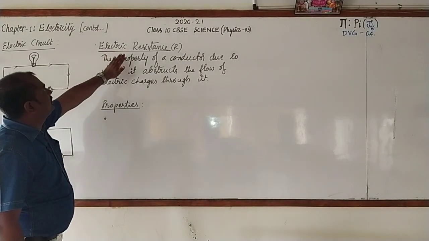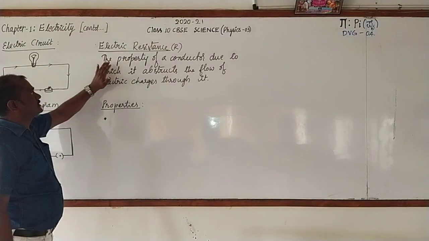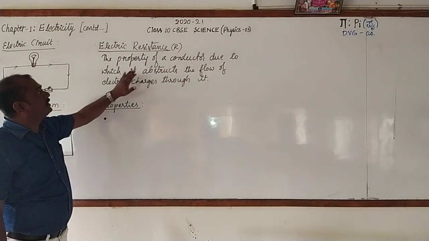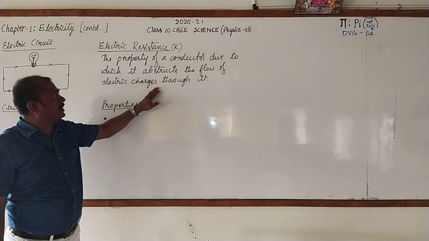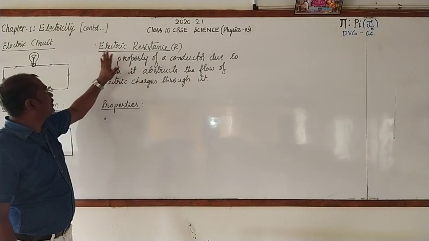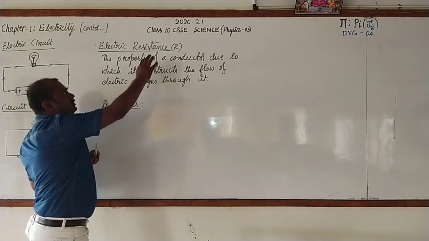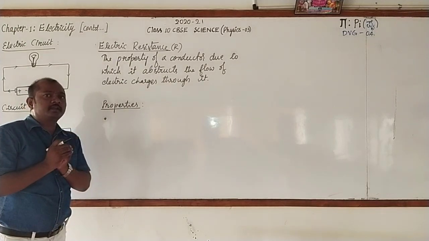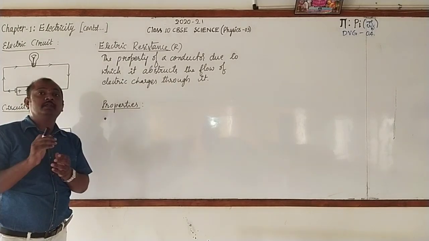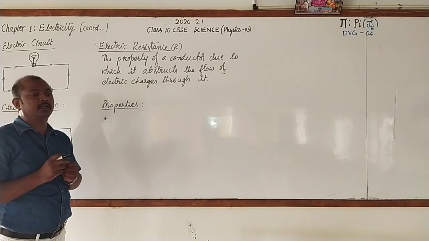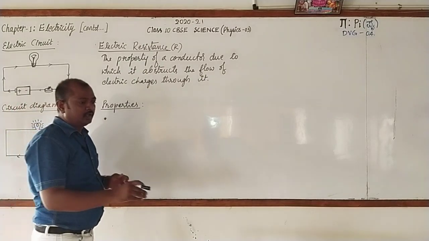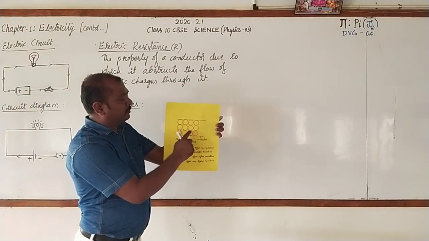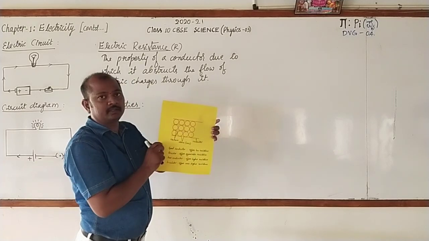Observe, here I have written the definition of electric resistance. It is the property of a conductor due to which it obstructs the flow of electric charges through it, known as electric resistance, and is denoted by the symbol R. And this electric resistance has some important properties. Now let me tell you one after the other. Here again I will use the chart. I hope you have seen it. Here is the movement of the electrons in the conductor.